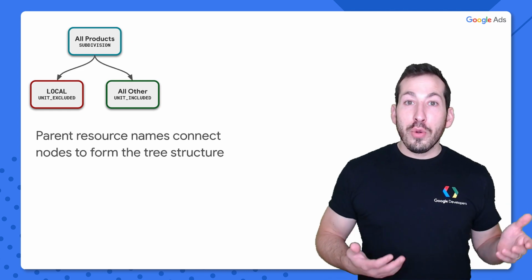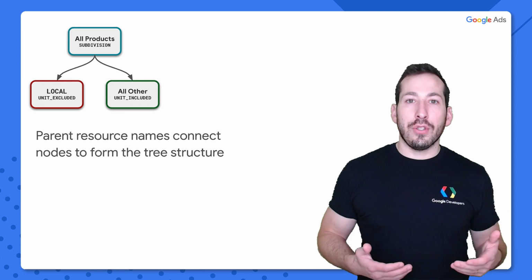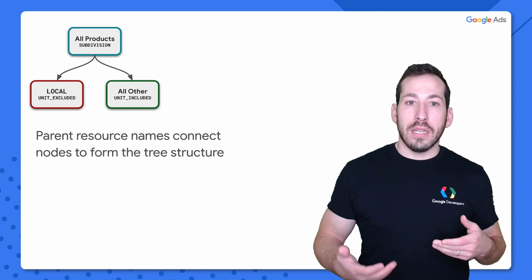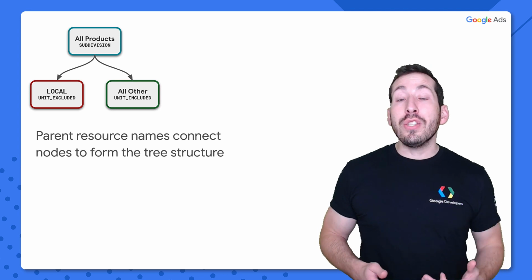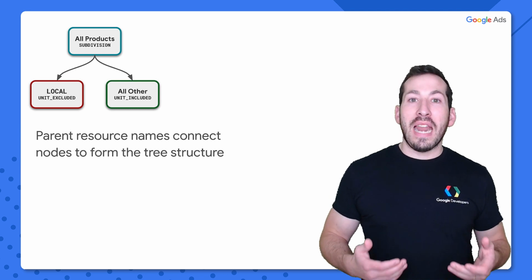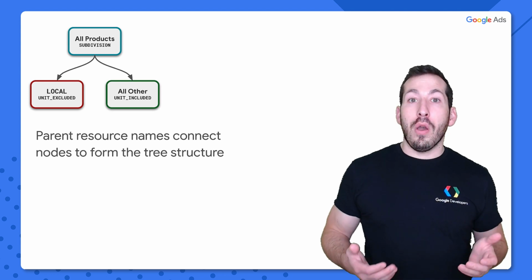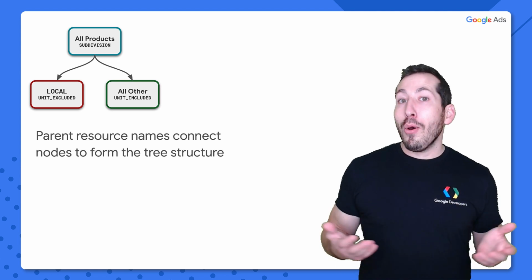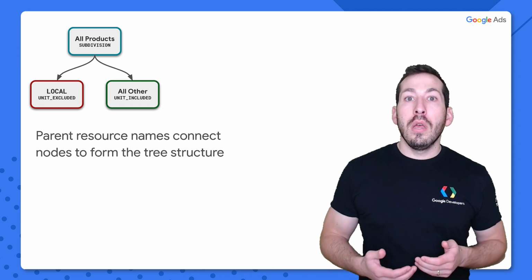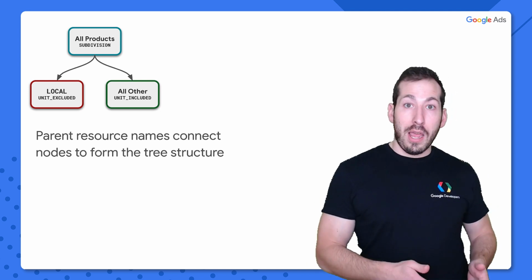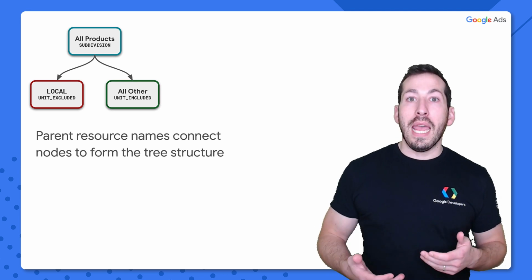Now, if we look at the tree again, I've also included arrows here. And this is to illustrate how the nodes are connected together. And we do that by specifying a parent resource name on a given asset group listing group filter. Now keep in mind the root node at the very top won't have a parent, but all other nodes in the tree will. So as I mentioned in the previous slide, we create a new temporary ID for each node that we create.